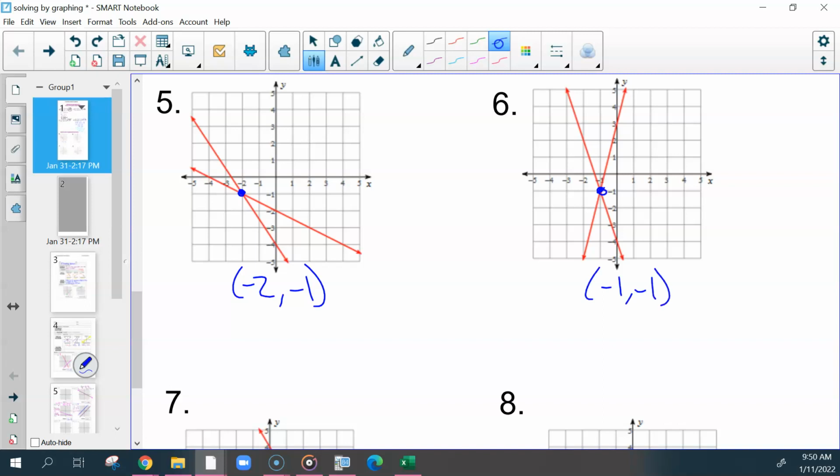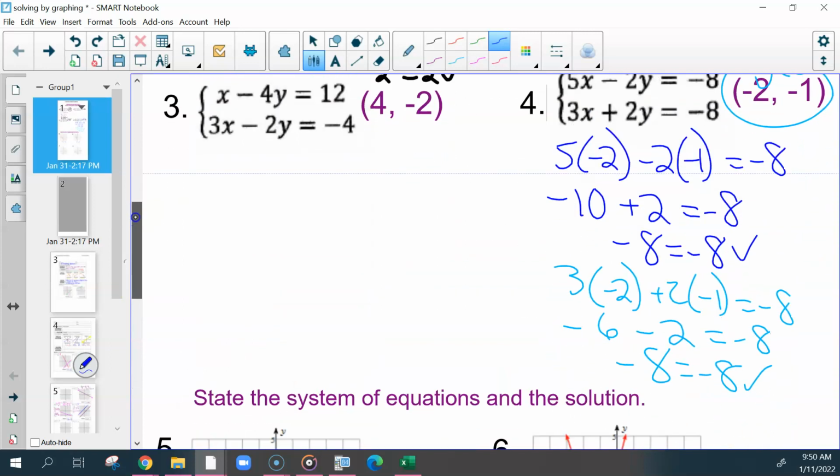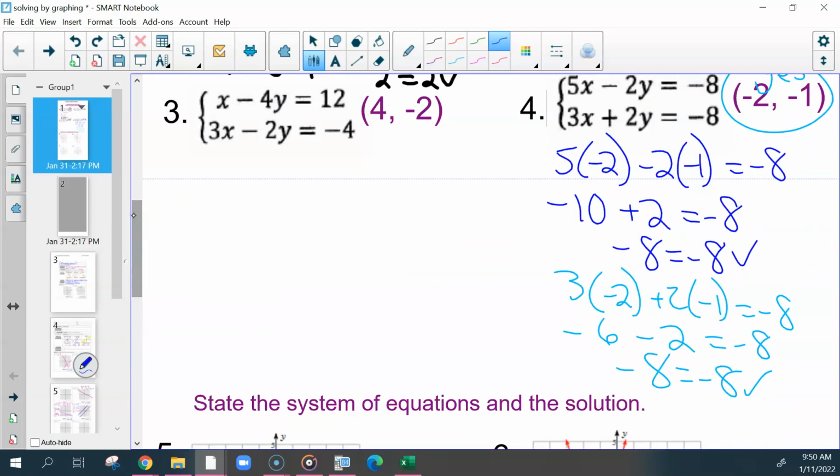I want you to take the next 5 or so minutes to do the remaining problems on this page. So do numbers 2, 3, 7, and 8. After you're done, scroll down again, where the 2 points are, and put the answers. Oh, it actually says state the system too, but we're not going to do that part.